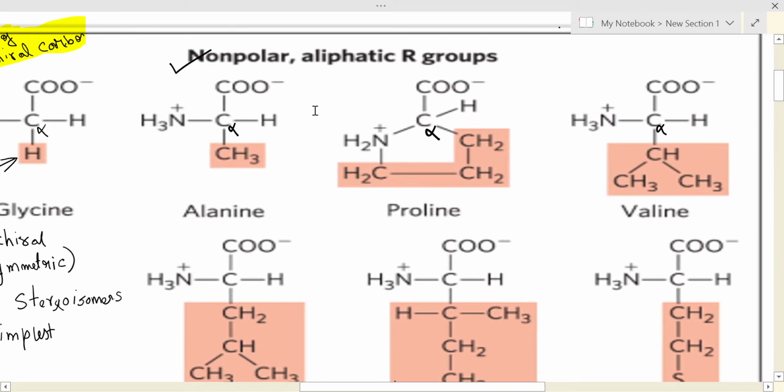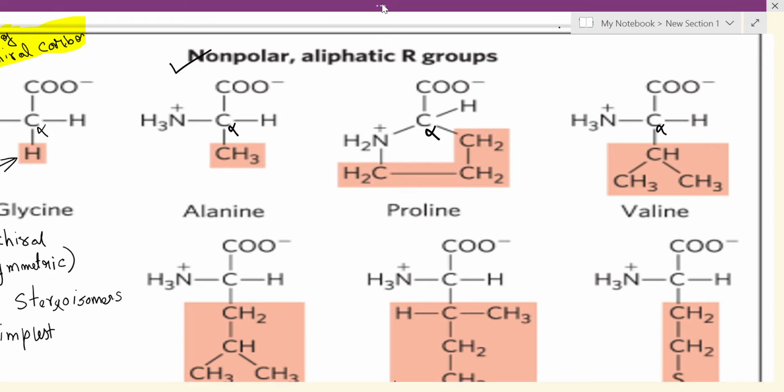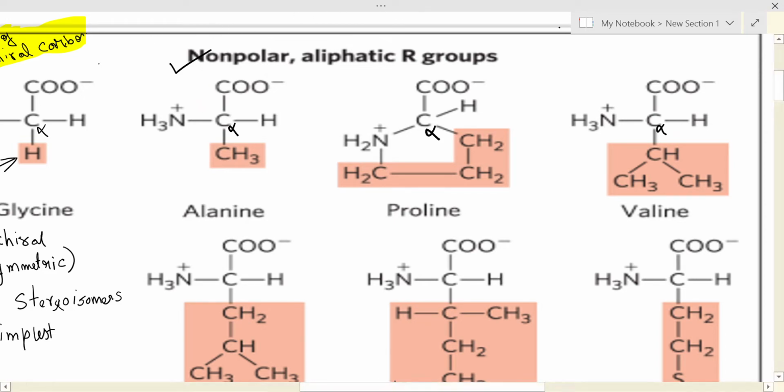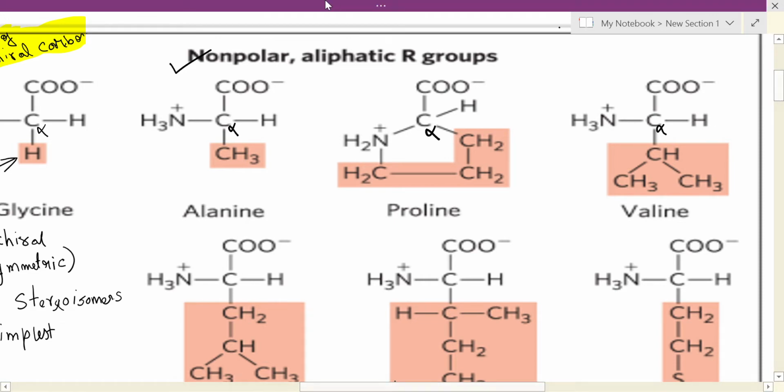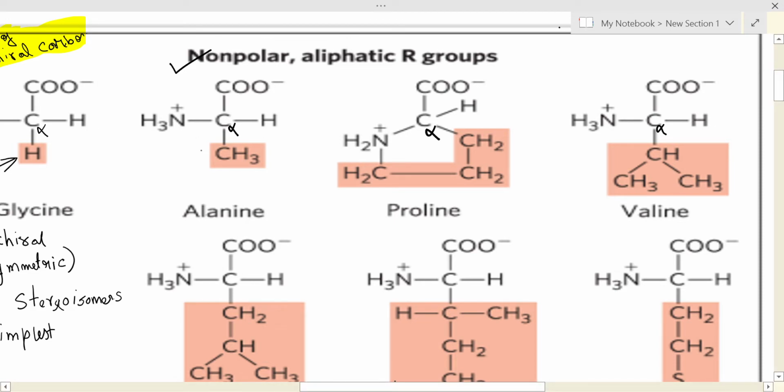Now let me move to glycine. Glycine is the second simplest amino acid because here also the R group is not very bulky or it is not very complex. It is just a methyl group. And the alpha carbon here, it is chiral in nature. Why? Because all the 4 bonds are different. So it will definitely rotate the plane polarized light in either of the directions, such as levo or dextro rotation.